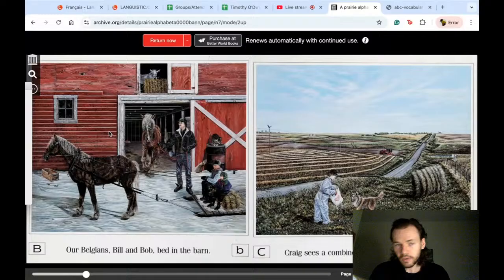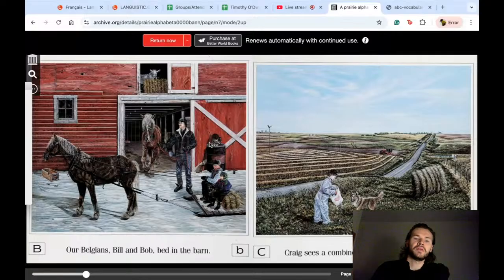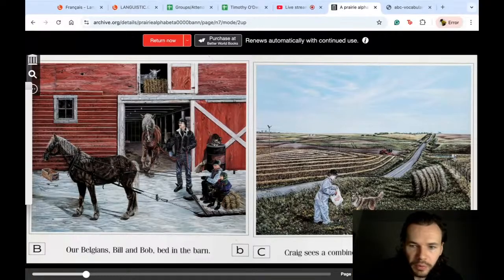There are a couple other animals in this picture. Does anyone know what this is? Maybe I can zoom in a little bit.